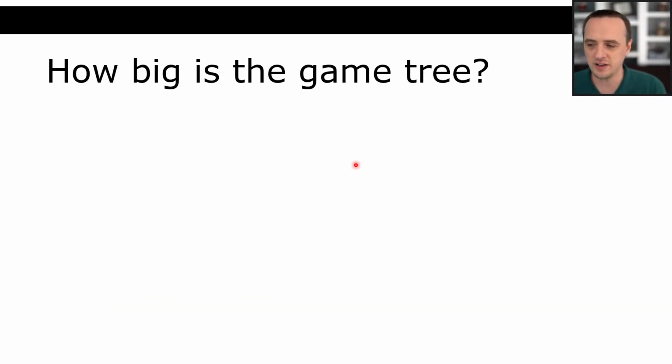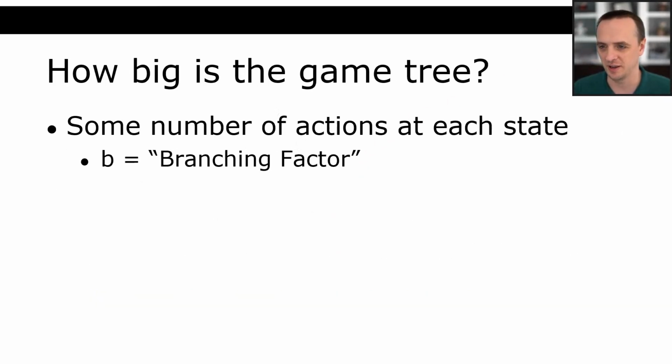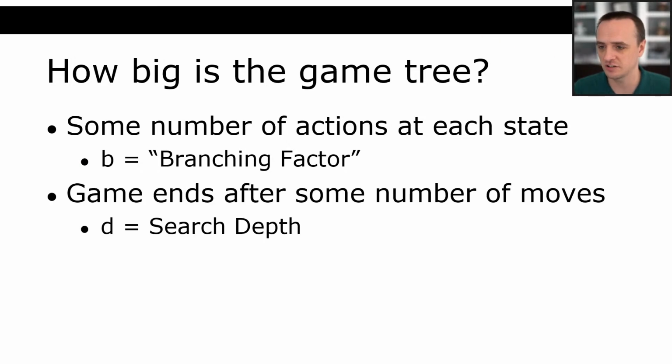And we've already kind of answered this question in the game. And it turns out that the game tree is just really big. So we have some number of actions possible at each state, that's called the branching factor, and the game is going to end after some number of moves. And so the size of the game tree is b, the branching factor, to the power of the depth, right?